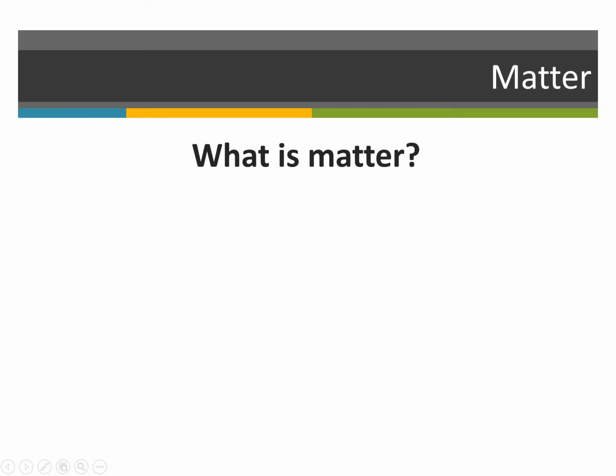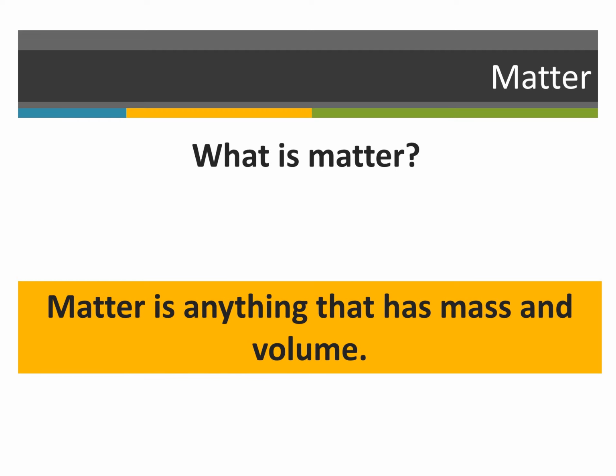Matter. What is matter? Well, matter has a definition. Matter is anything that has a mass and a volume. So that makes anything that has some type of weight and takes up some type of space qualified as matter.